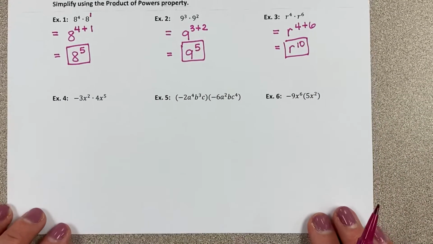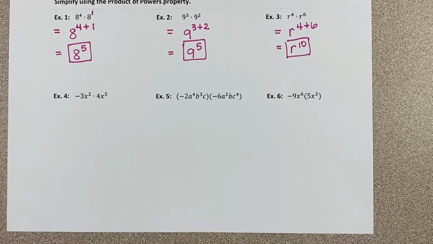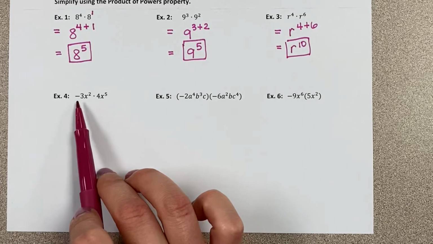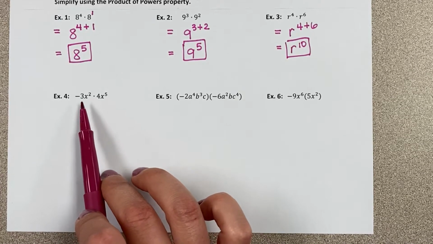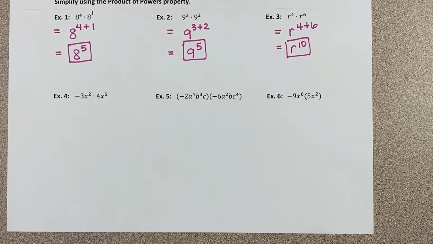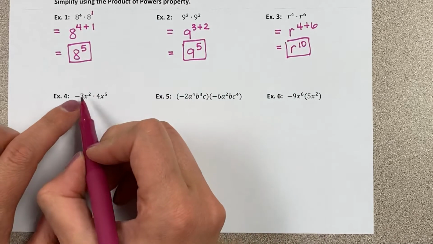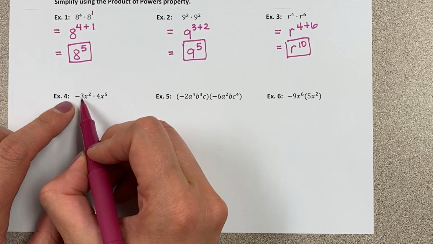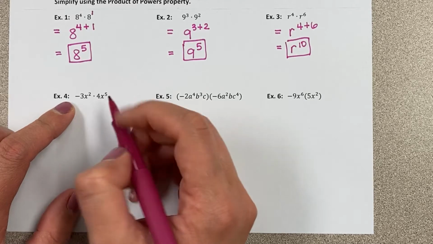All right, moving on to a little bit more complicated problems. We have coefficients added in. Coefficients are numbers in front of the variable. And for some of these, we have more than one variable. So we're going to have to make sure we multiply the numbers, and the exponents with the same bases. For the first one, I'm actually going to use some different colors. So here we have a coefficient of -3 and a coefficient of 4.